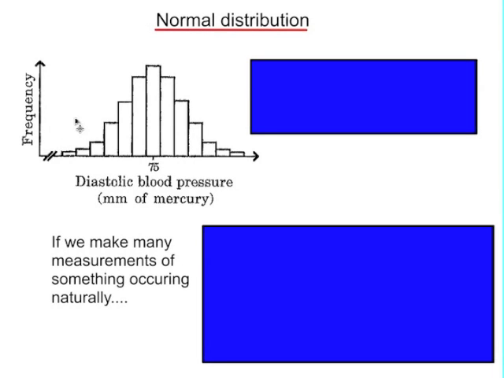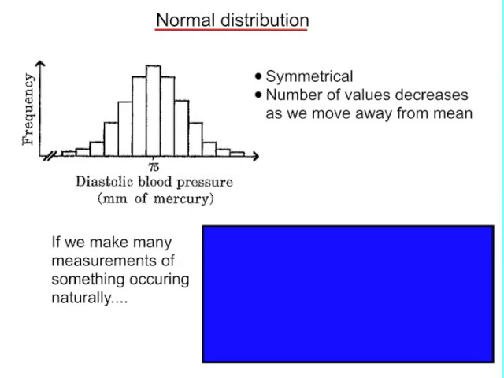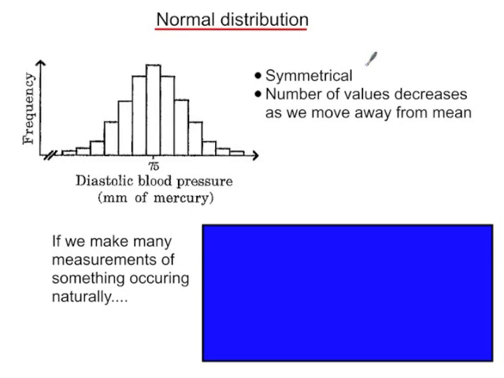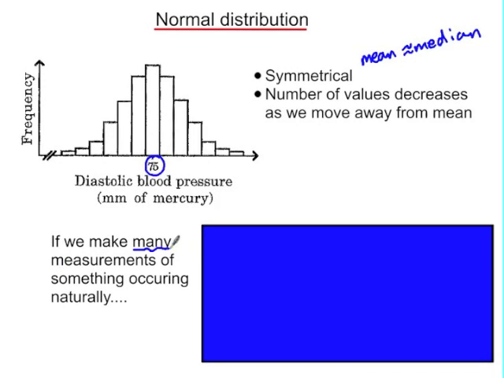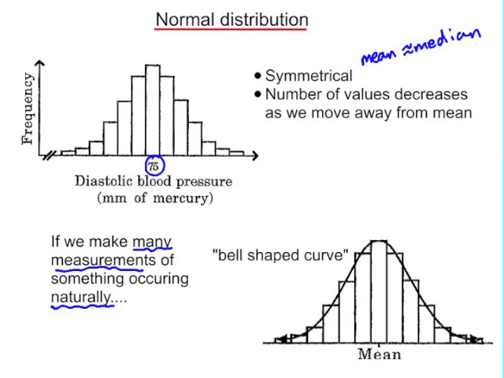Here we have a frequency histogram with a couple of characteristics that are notable. Firstly, the histogram is symmetrical, which means that the mean is approximately equal to the median. And secondly, the number of values decreases as we move away from the mean. If we're making many measurements, the distribution can be modelled using the bell-shaped curve of a normal distribution.